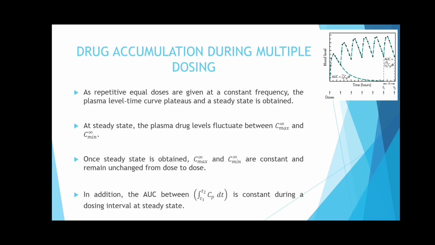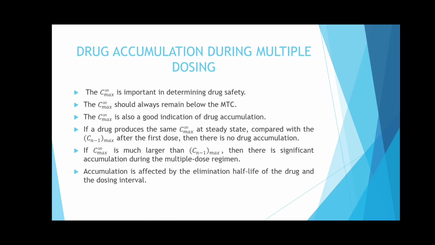In addition, the area under the curve is constant during the dosing interval, as you can see in this graph. The AUC for the first dose, and the AUC after attaining the steady state concentration, both are the same. The maximum steady state concentration is important in determining the drug safety. Obviously, the maximum steady state concentration should always remain below the maximum tolerable concentration.